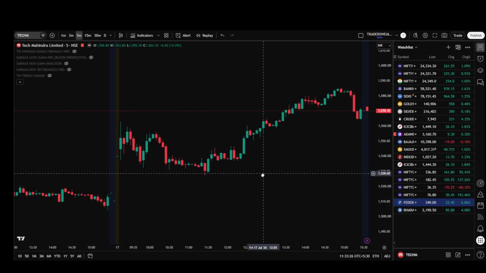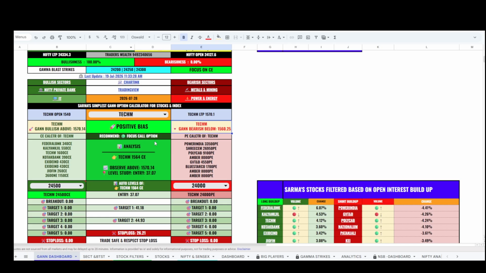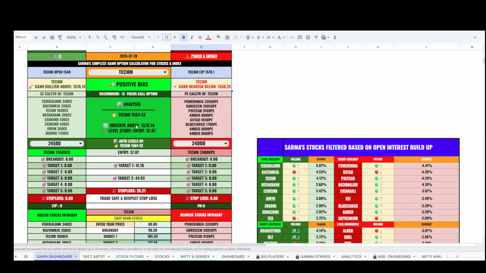First 5 minutes candle is completed. Whenever you get the alerts, you can trade on them, and you easily find out the strike prices. Suppose it is suggesting us to buy at the 1570 strike price, you don't want to buy that.